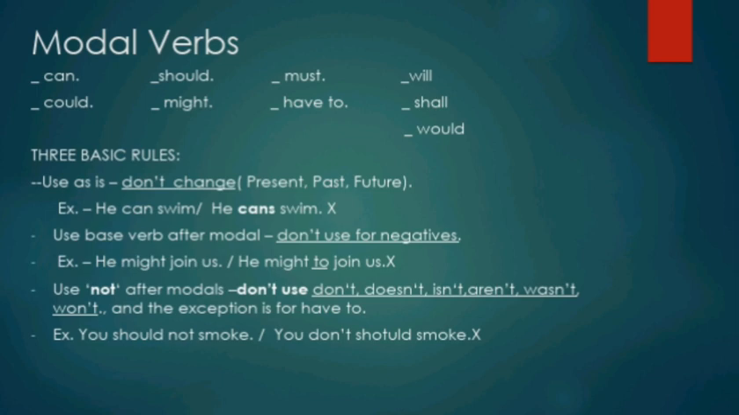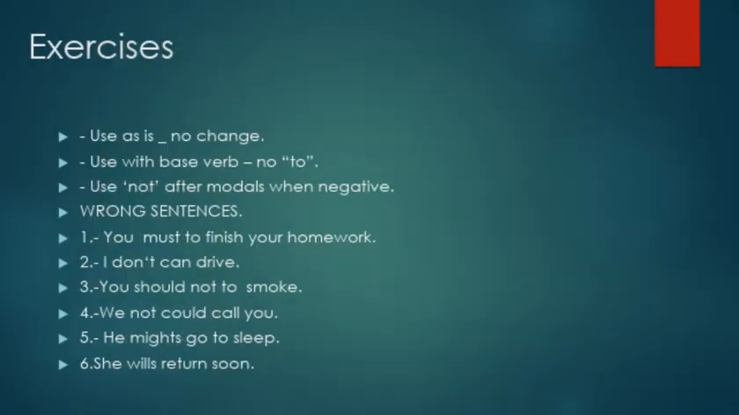So, the only exception is with the modal verb have to. If you want to make it negative, you need to say you don't have to do this, okay? But with the other ones, we just say you cannot, you could not, you may not, you might not, you should not, you ought not to, okay? So now that you got these basic rules and you understood, let's do some practice to see how well you understand. Okay, so let's get started with our exercise.